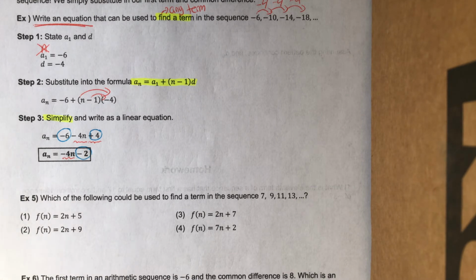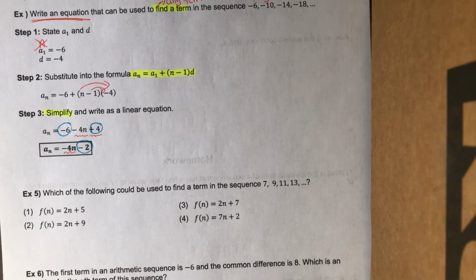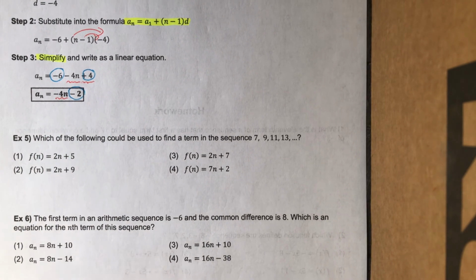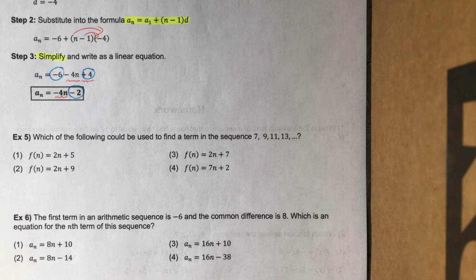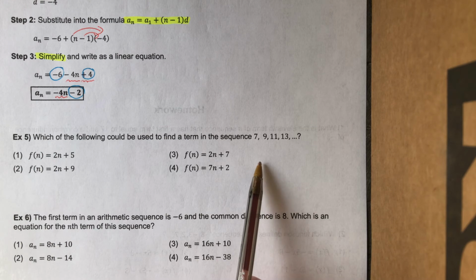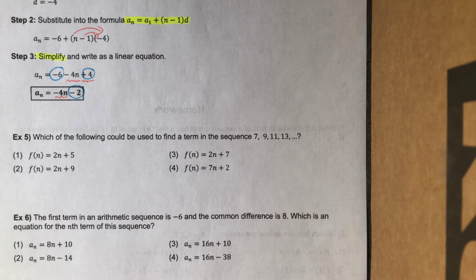That would be a formula, or really it would be a function that I could plug in for any value and find my answer. All right, so if I look at example 5, it says which of the following could be used to find a term in that sequence. So first I have to decide what sequence I'm dealing with here. So how do I get from 7 to 9 or 9 to 11, right? So on and so forth.